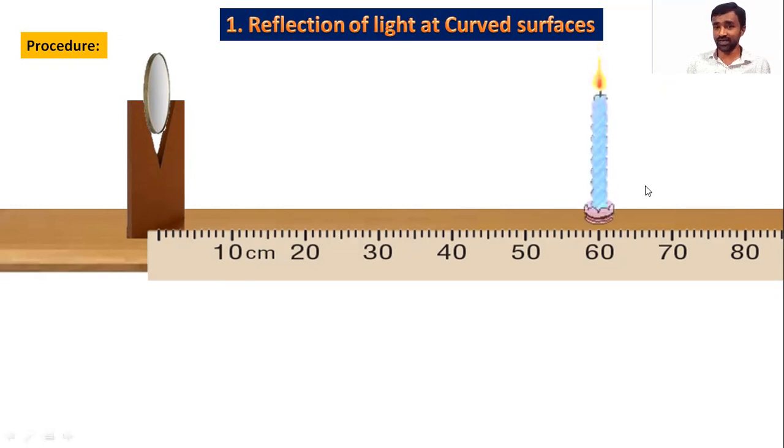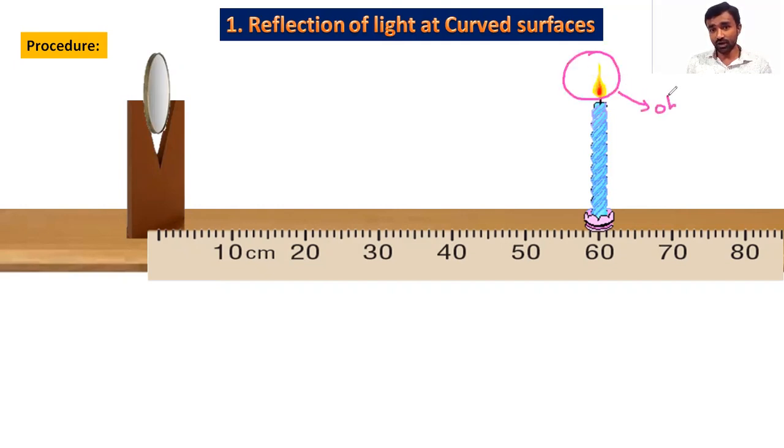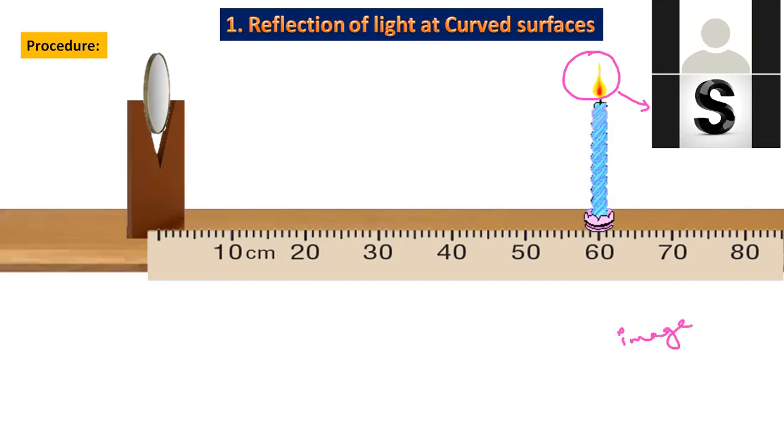So what is the object for us? A lighted candle is the object for us. So this flame is acting like the object for us. What is the object for us? The flame of the candle. This acts as the object. Then what can I see as the image? Anybody? Which is obtained as the image? Flame of the candle. Very good. Flame of the candle only we will get as the image.